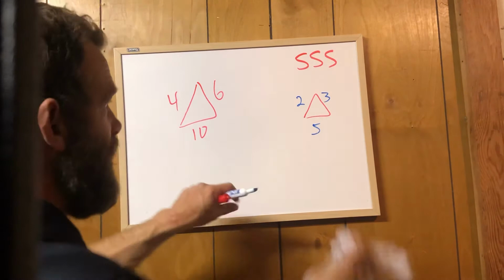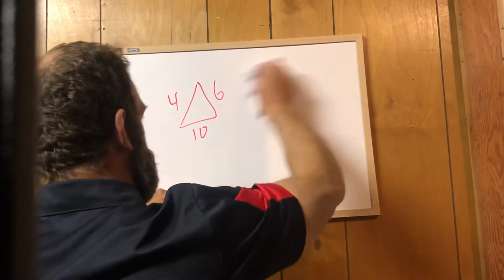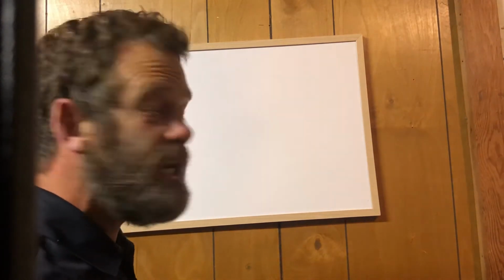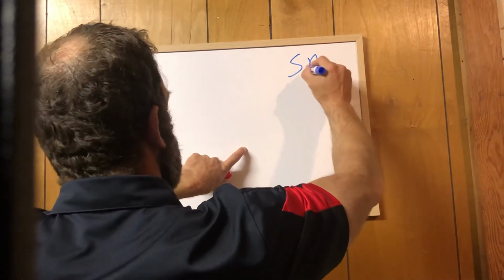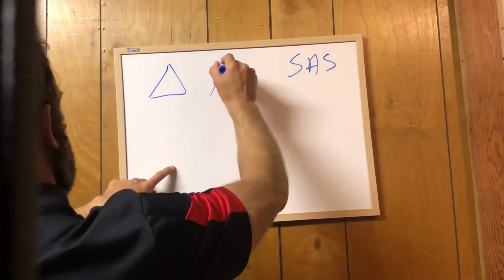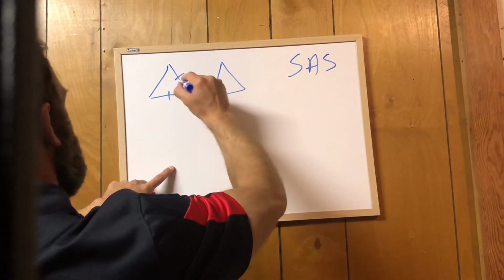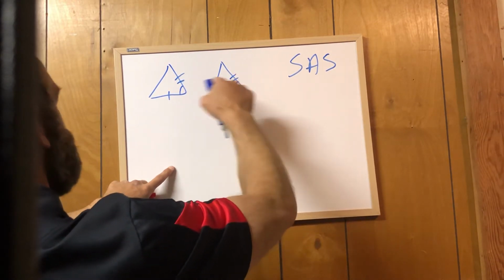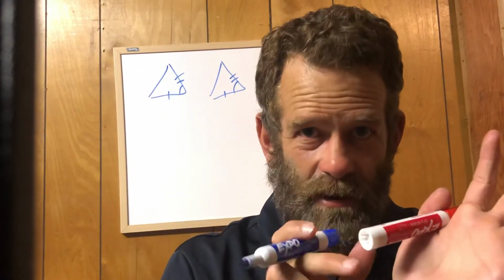Okay, so the next conjecture that we're going to talk about is side, angle, side. Side, angle, side. Now, if you remember with triangle congruency, if you have two triangles with an included side, an included angle, meaning where the two sides meet, that angle right there is congruent, then they're the exact same triangle.